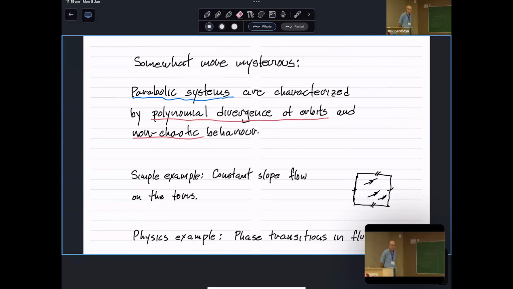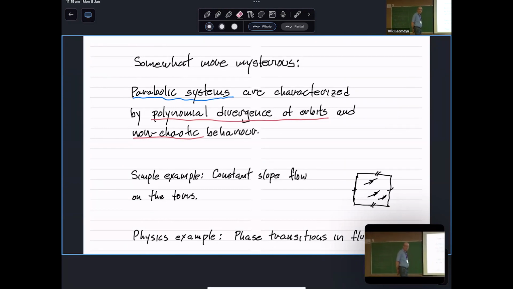Contrasted with hyperbolic behavior, we can also talk about parabolic systems. Maybe it's not quite so well defined exactly what a parabolic system is, but let's think of things characterized not by exponential divergence of orbits, but by polynomial divergence of orbits, and systems that have non-chaotic behavior. A simple example to keep in mind might be the constant slope flow on the torus, where nearby orbits stay a constant distance apart, but indeed a constant function is a polynomial, so that fits in there. On the dynamics side, these are typically systems which are not chaotic, but are on the boundary of chaos.